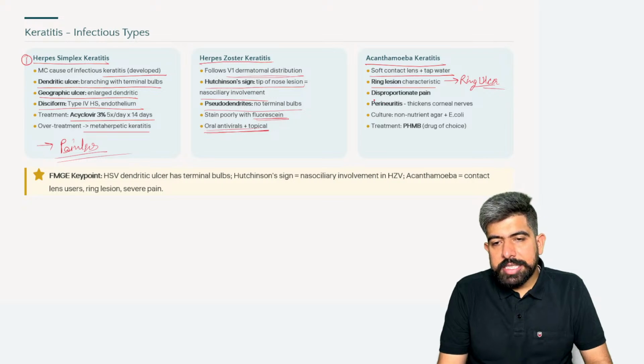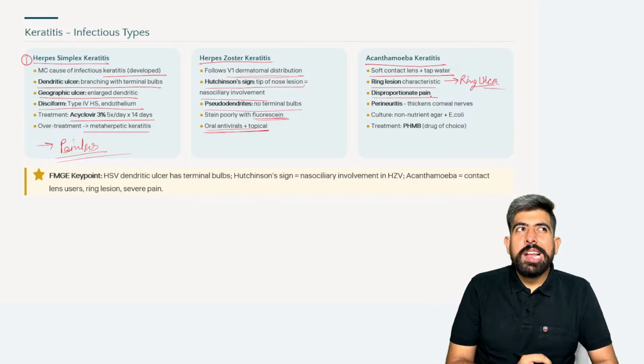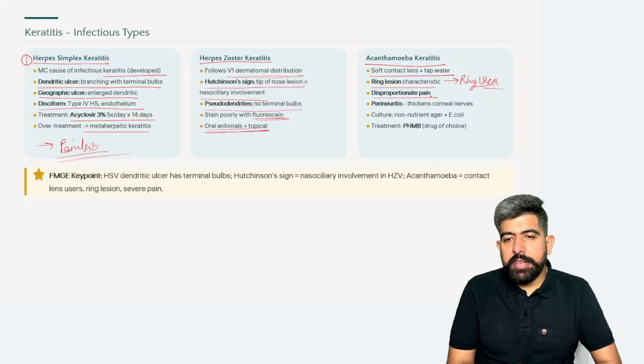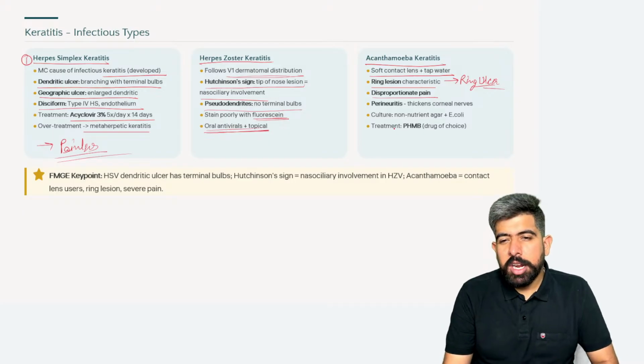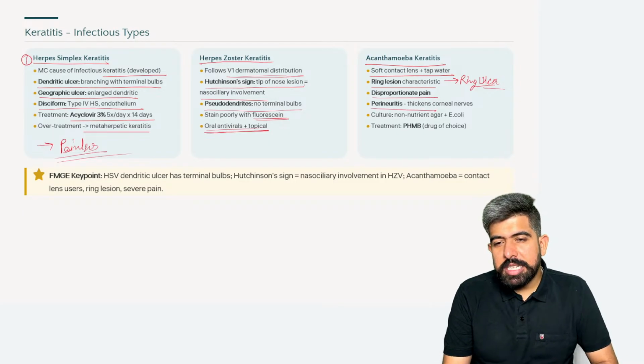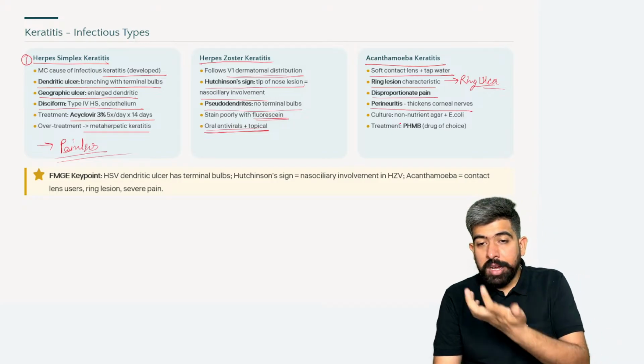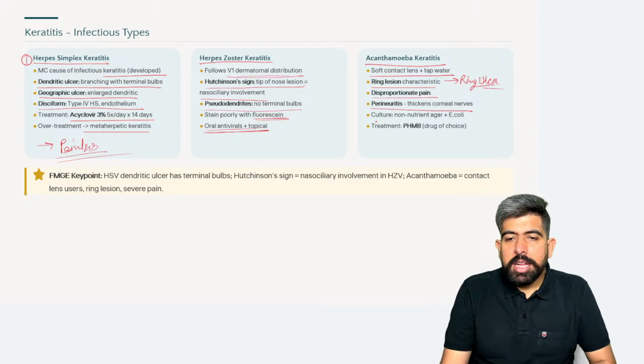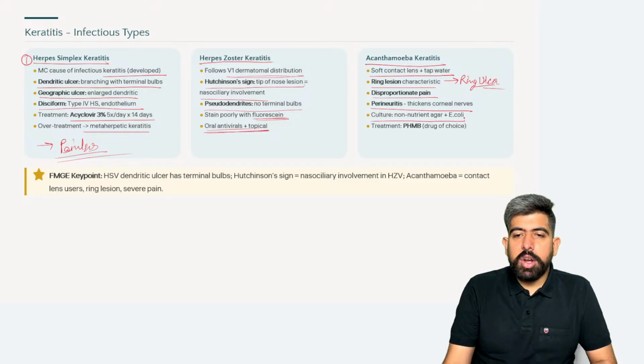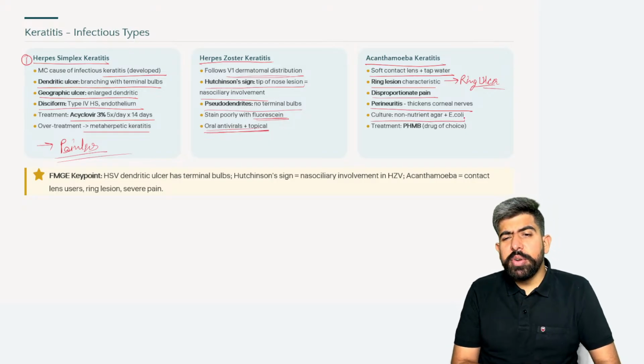Also, there is disproportionate pain because of neuritis. The patient has nerve involvement from the acanthamoeba, so there is more pain, severe pain. Also, perineuritis can be seen, with thickening of the corneal nerves. The culture is done on non-nutrient agar with E. coli. We can do the culture over there.